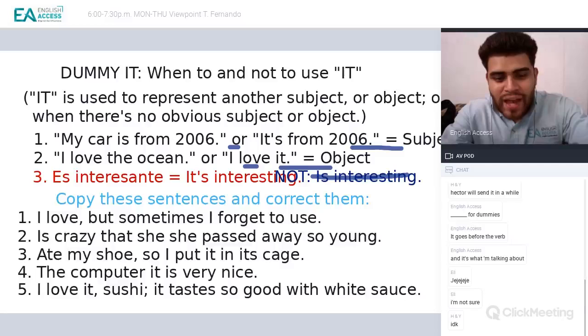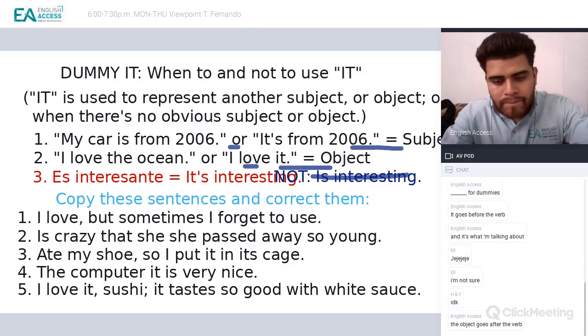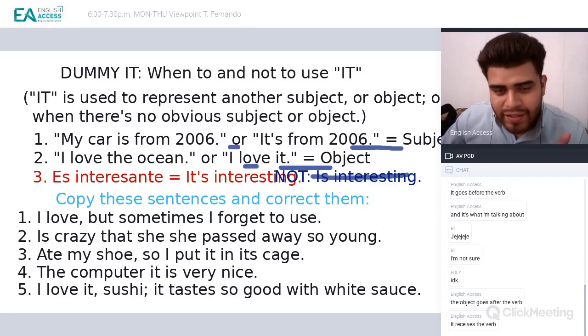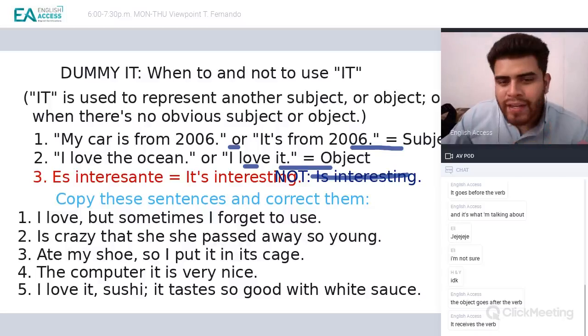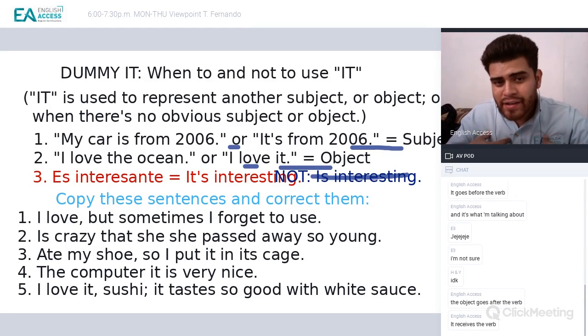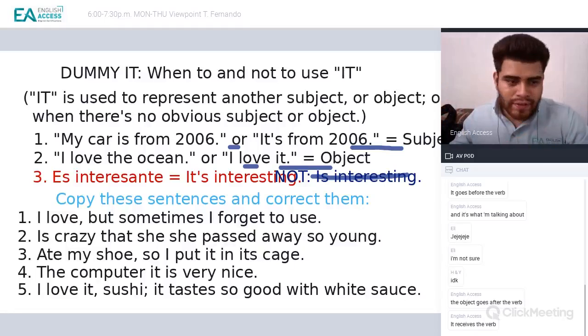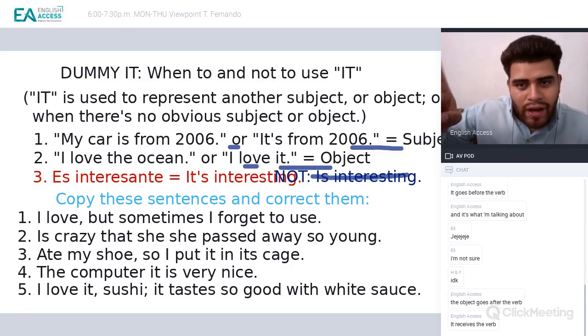The object goes after the verb. It receives the verb. Now, I love it. It is the object in this sentence because it is the one that is receiving the love. I am giving the love. It is receiving the love. The object always receives the verb. Now, that is it for the subject and the object.